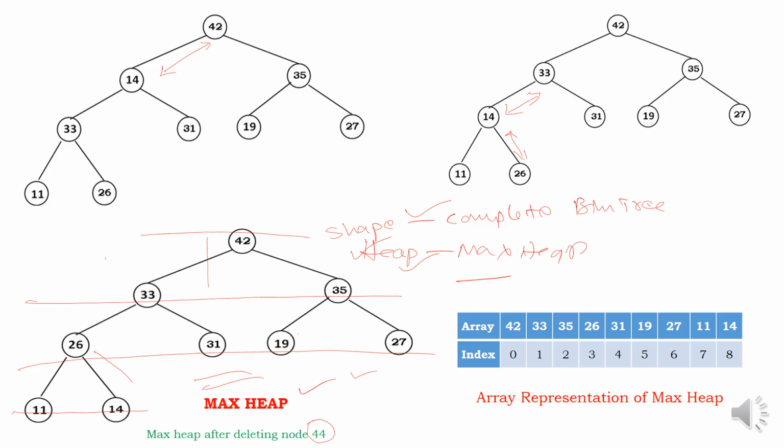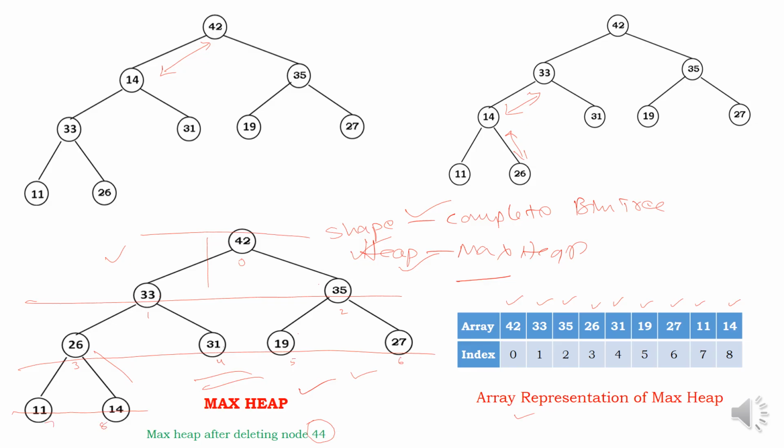Now see, this is represented as an array. The max heap is represented in an array like this. See, 42 is the first root value, then its children 33, 35, then children of 33, 26, 31, children of 35, 19, 27, children of 26, 11 and 14. Elements are filled level by level. First element, second element, third element, fourth element, fifth, sixth, seventh, eighth, ninth. So index 0, index 1, index 2, index 3, index 4, index 5, index 6, index 7, index 8.